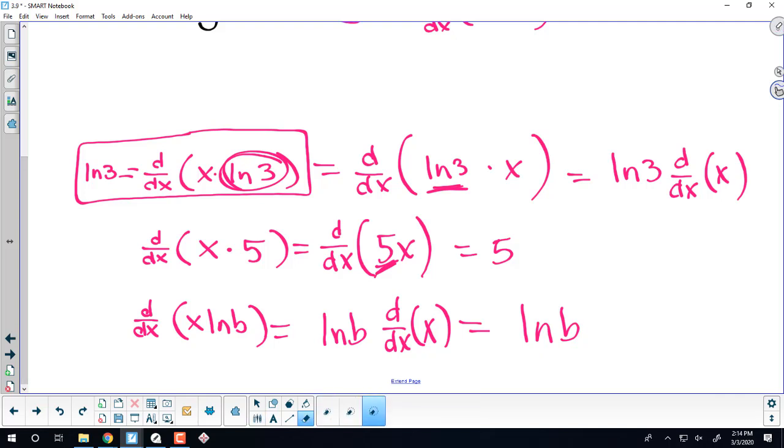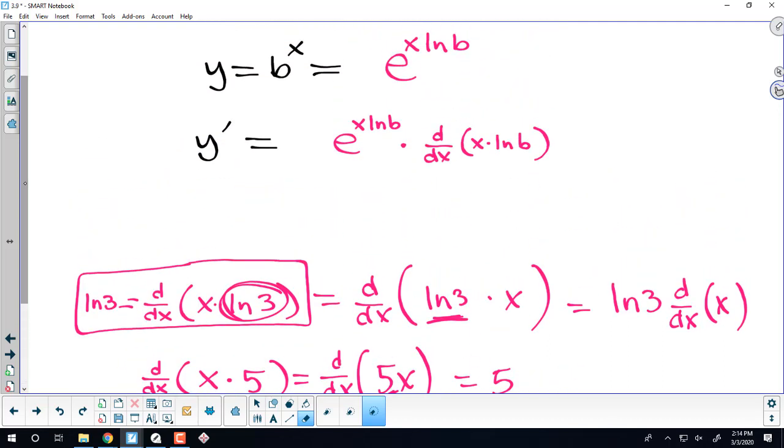Okay, so are there any questions about that? It's a bit weird at first, but ln of b is still a constant, like 5 or 12 or negative 36. Okay, so we have then the derivative of this. It's e to the x ln b power times the derivative of x ln b, which we said was ln b. And what do we know e to the x ln b actually is? It's the same thing as b to the x. So here's our derivative. That's b to the x times ln b.